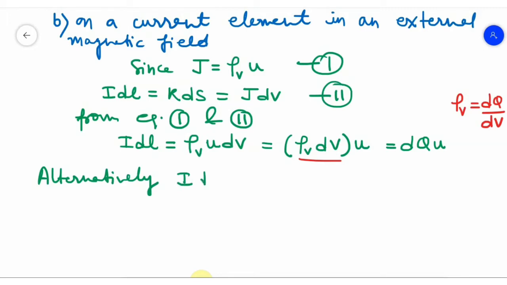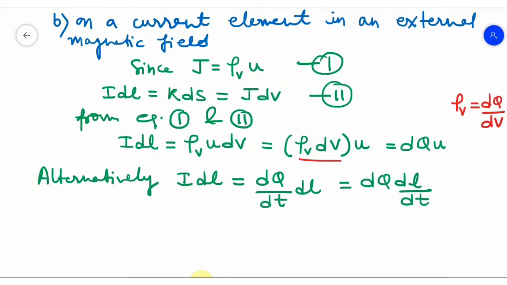Now alternatively, this IDL can be written as, current is defined as the rate of flow of charge, so I is dq upon dt, and into dl. So this is dq and dl upon dt. Can we write like this or not? So hence, let's say this is equation 3 and this is equation 4.